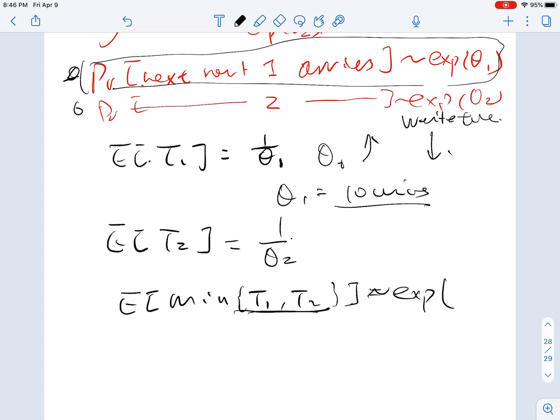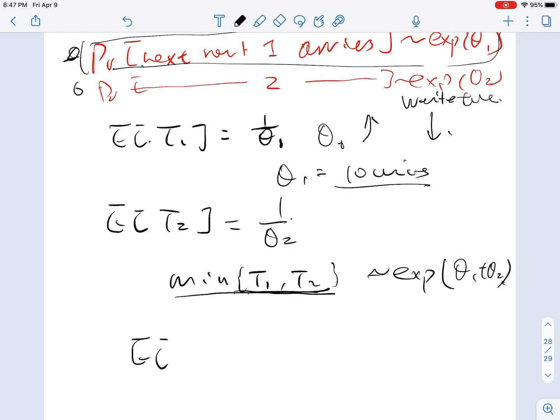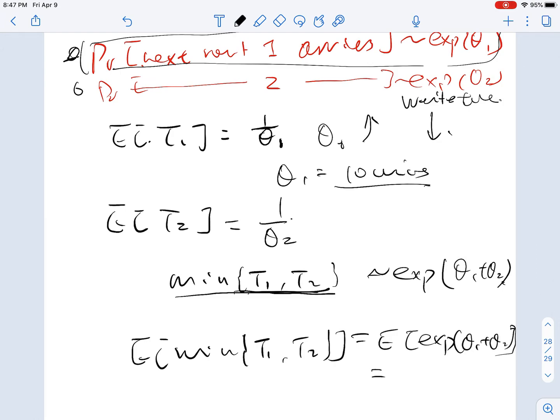So I shouldn't say the expectation yet. This is the minimum of these random variables. The significance is that if I take the minimum, it's another exponential random variable with parameter theta 1 plus theta 2. So if I take the expectation, I want to take the expectation of the exponential random variable with parameter theta 1 plus theta 2. Let me just use the formula again, theta 1 plus theta 2. Right. So I think I was a bit too quick.